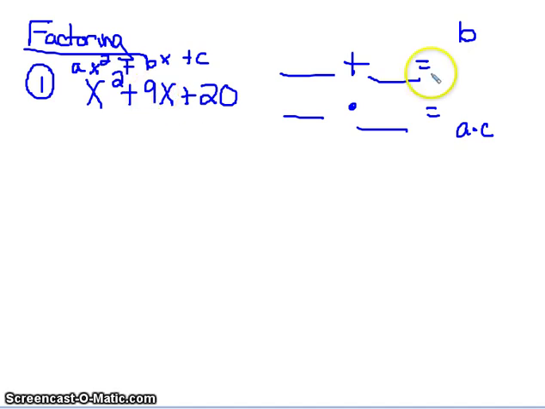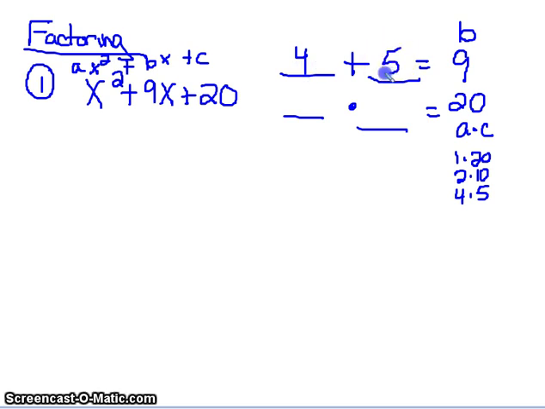In this particular case, my b is 9, and they multiply to give me 1 times 20, which is 20. Now, I have to ask myself, what numbers multiply to give me 20? Well, I have 1 times 20, I have 2 times 10, 3 doesn't go into 20, but 4 times 5 goes into 20. And ding, ding, ding, that's what I want, 4 and 5. Once I know that 4 plus 5 equals 9, I also know that 4x plus 5x equals 9x. So I can split this middle term.